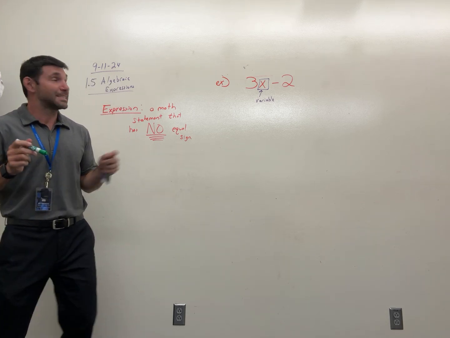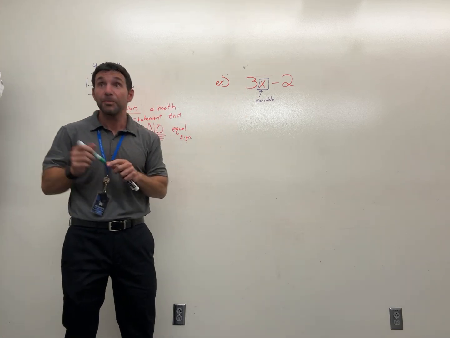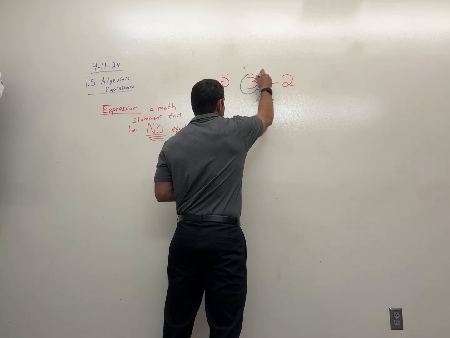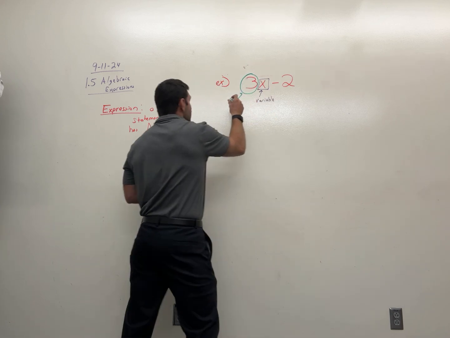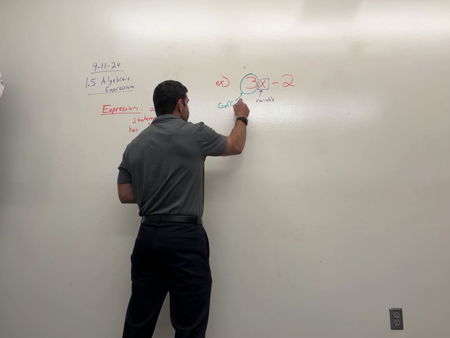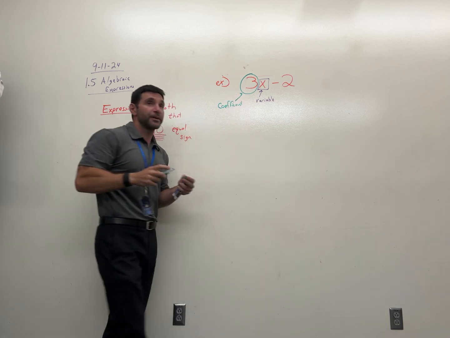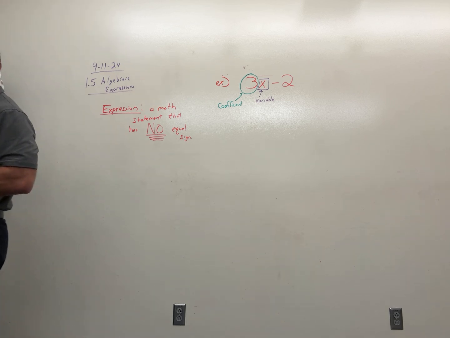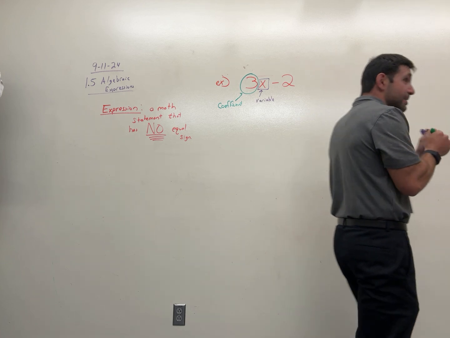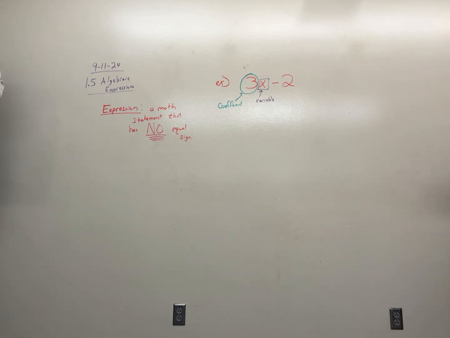The number that is attached to the variable, the 3 that multiplies to the x, this guy right here, is called the coefficient. The coefficient is always attached to the variable. It's the number that's smack dab up against the variable that always says, I'm multiplying to the variable. 3 multiplied to x. If I had 17v, 17 is my coefficient because it means 17 multiplied by the v.